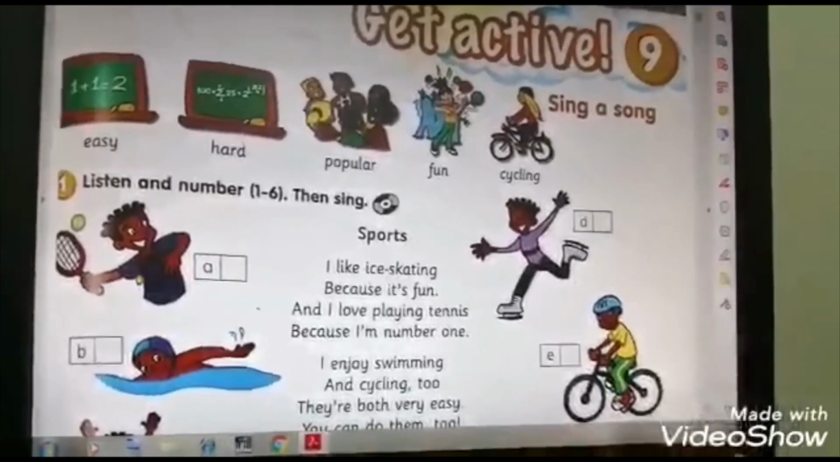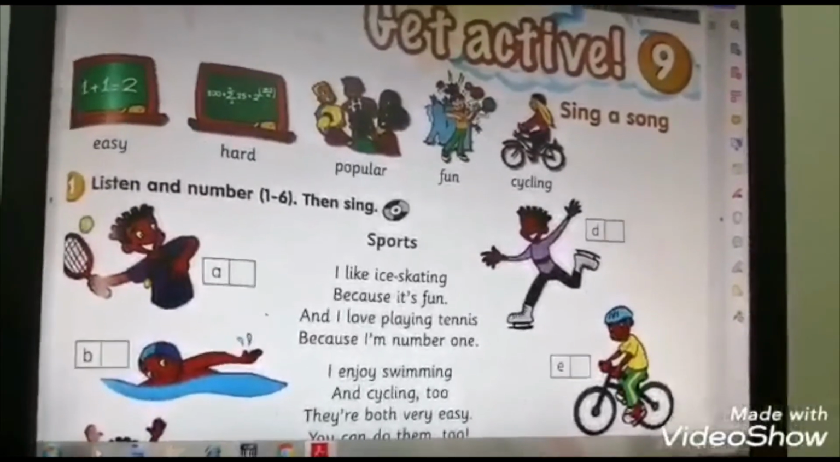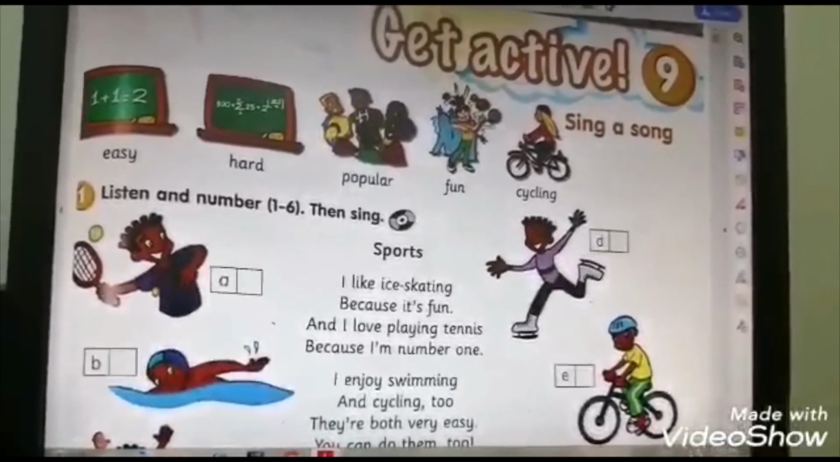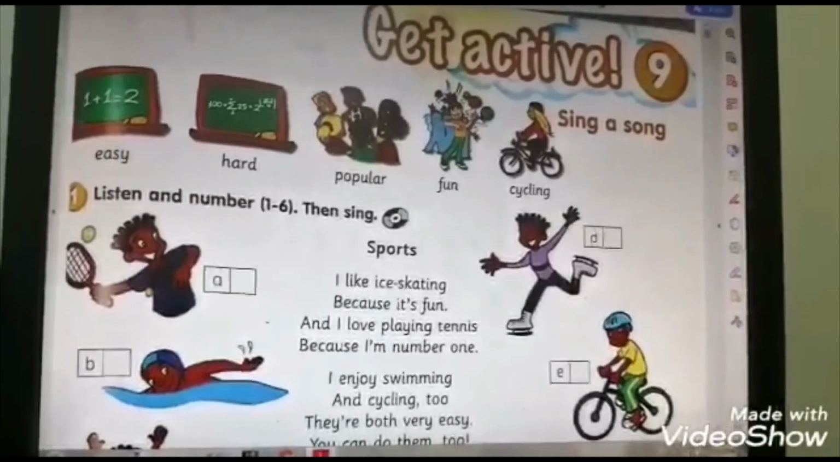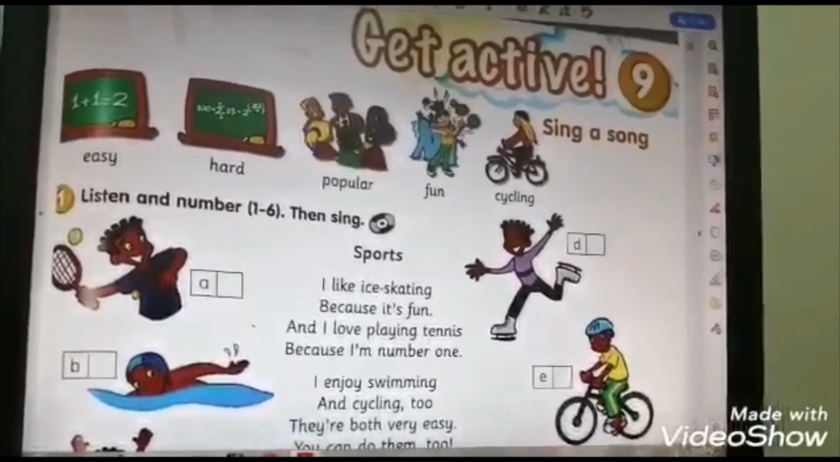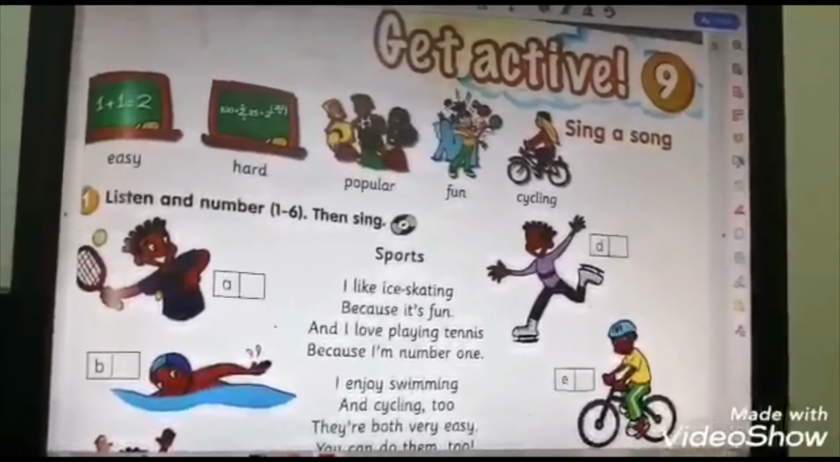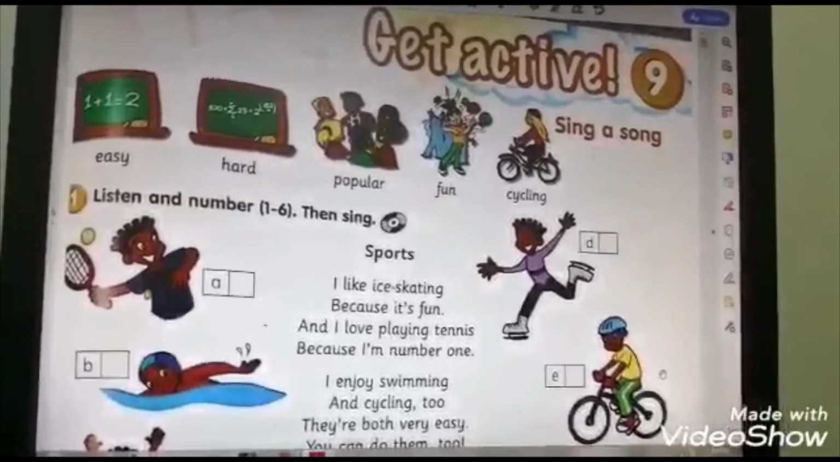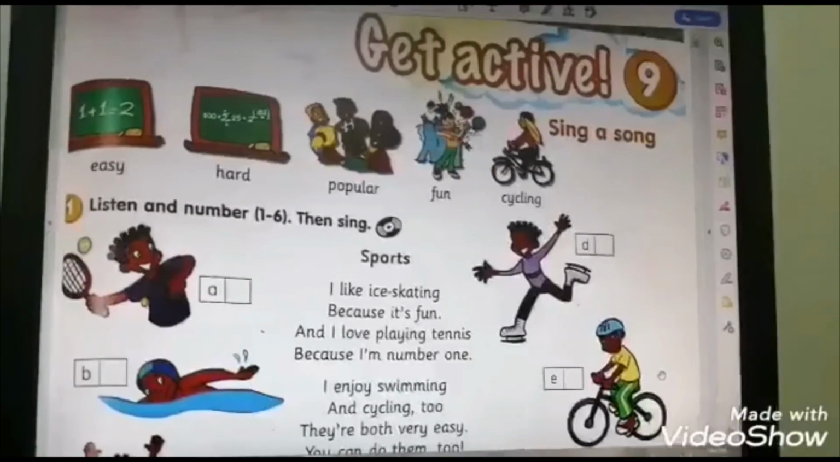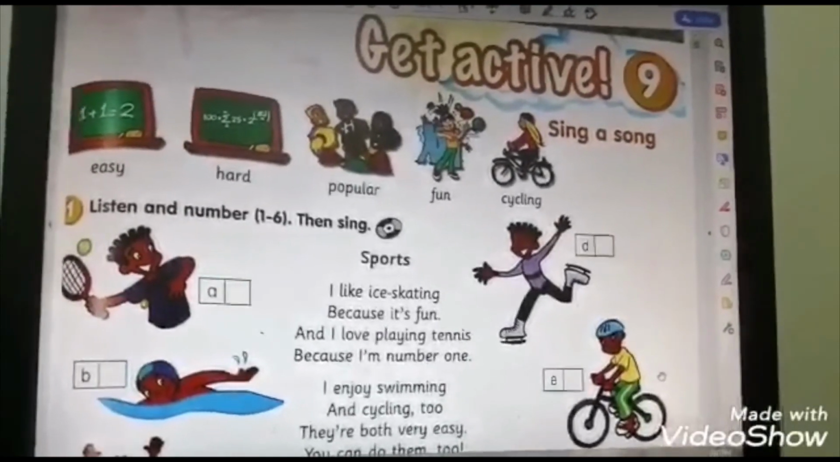I'm going to play vocabulary. Listen. Module 9. Get active. Sing a song. Vocabulary. Easy. Hard. Popular. Fun. Cycling.